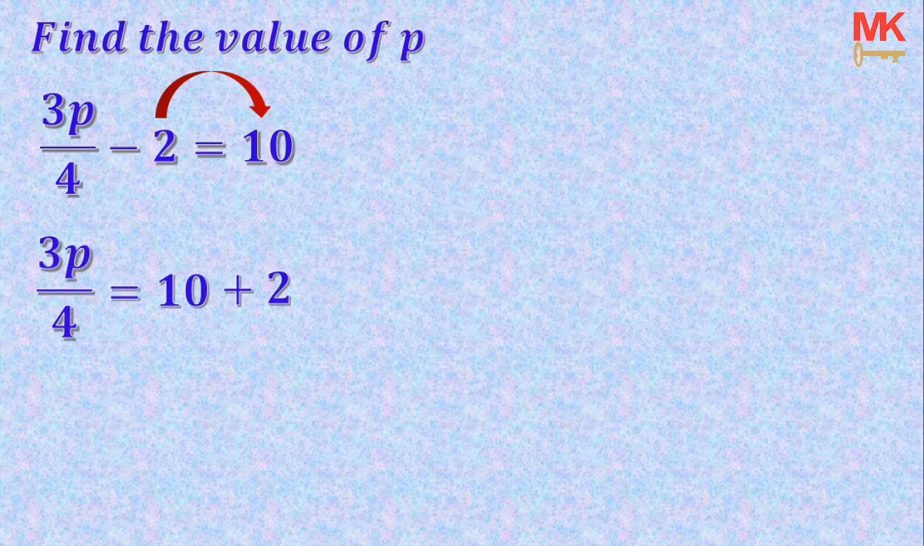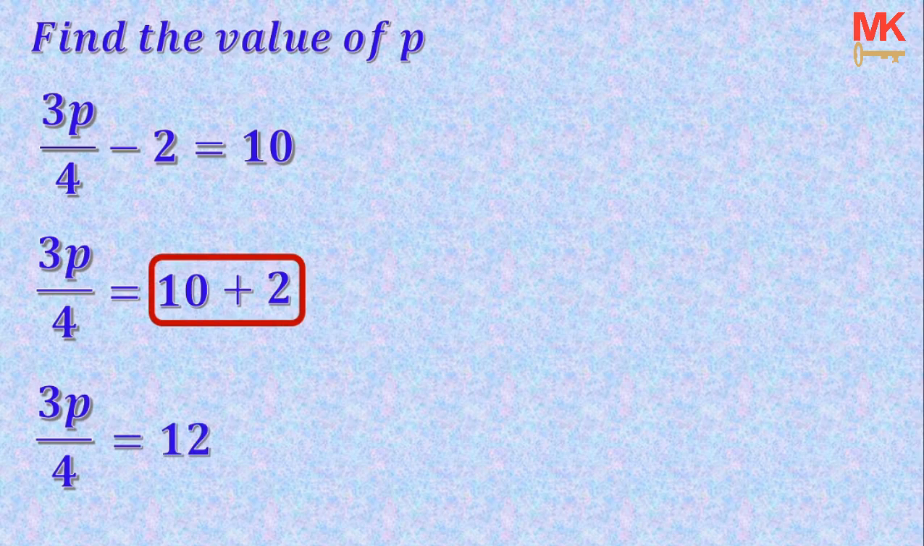So the negative 2 will cross over to be with the 10 at the right hand side, and that simply means that the operation of the negative 2 changes from negative to positive. Alright, so our new equation becomes 3p over 4 equals 10 plus 2. Take note that the negative 2 has changed to plus 2 at the right hand side of this equation. Again, the left hand side of our new equation becomes 3p over 4, and at the right hand side we have 10 plus 2, which gives us 12.